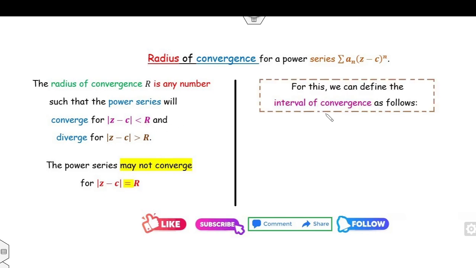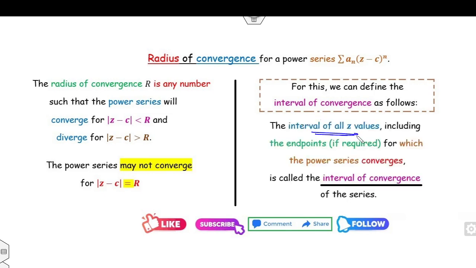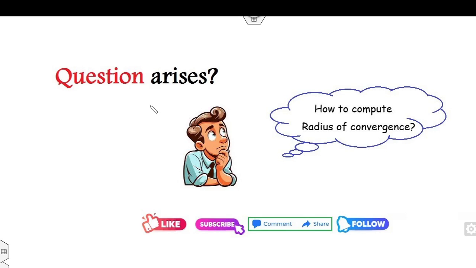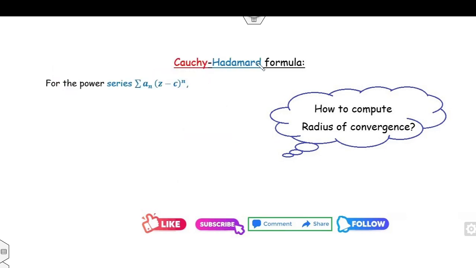What is the meaning of the interval of convergence? We find the collection of all those values of z at which the power series is convergent. That means we look at all those values of z which satisfy this condition. Here the question arises: how can we compute the radius of convergence? The answer is given by the formula known as the Cauchy-Hadamard formula.